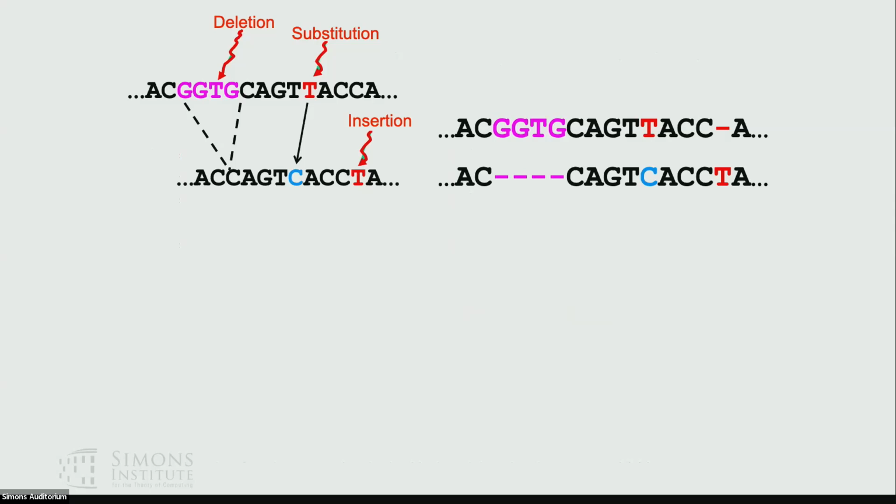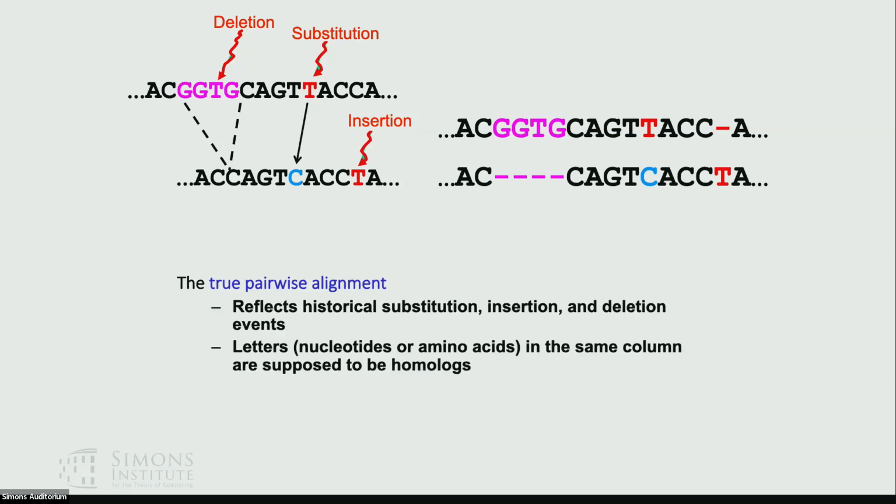Alignment is actually recovering evolutionary history. If you have a sequence that evolves into another sequence with insertions, deletions and substitutions, you can line them up. So this stuff got deleted, so it is above dashes. This T changes into a C, so the T is above a C. This T was inserted, so it's below a dash. Pairwise alignment is a reflection of evolutionary history. Multiple sequence alignment is the same thing, just with transitivity. So the true pairwise alignment is recovering the evolutionary history.